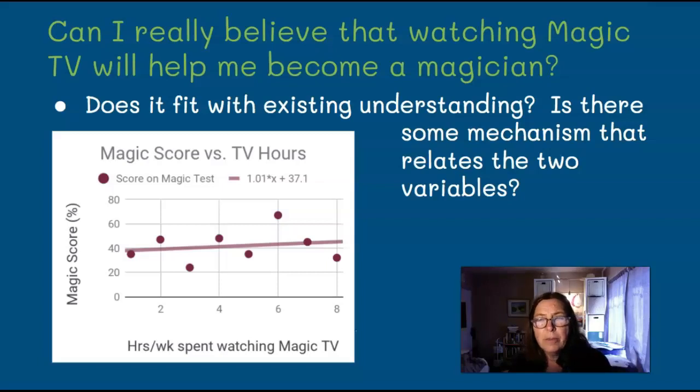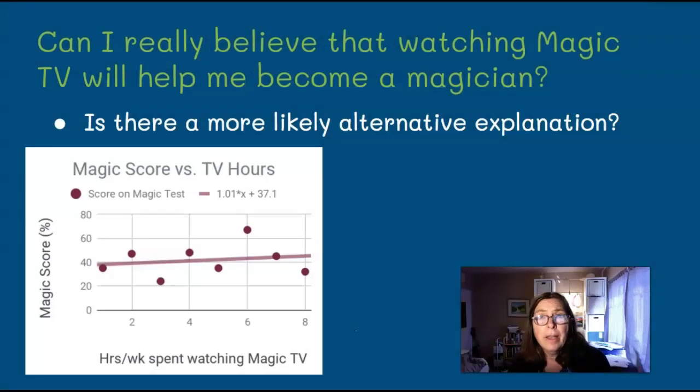The second question to ask is, does it fit with existing understanding? Is there some mechanism that relates the two variables? And in our case, there kind of is. The more TV I watch, the more tricks I might learn. The more TV I watch, the more nuances and flow I might pick up from the professional magicians that might make me a better magician. The more TV I watch, the more I may become motivated to become a better magician. So there does seem to be a reasonable mechanism here relating the two things.